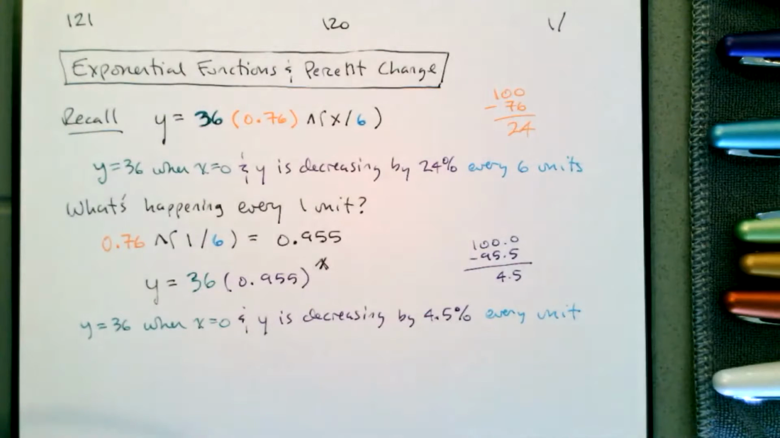So I can write this equation, 36 times 0.76 to the x over 6, as 36 times 0.955 to the x. And I can translate our multiplier into a percent change by subtracting from 100%. So 100% minus 95.5% is 4.5%. So y equals 36 when x equals 0, and y is decreasing by 4.5% every unit.